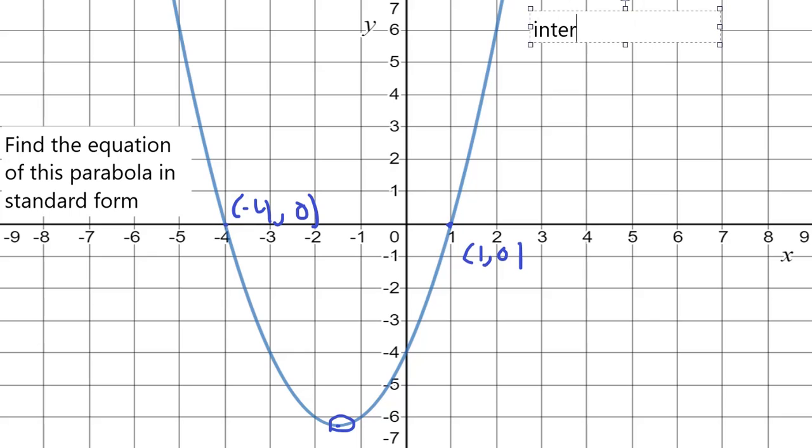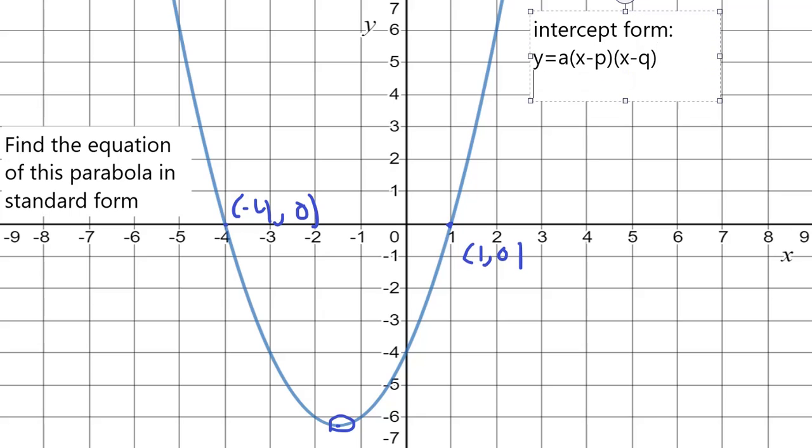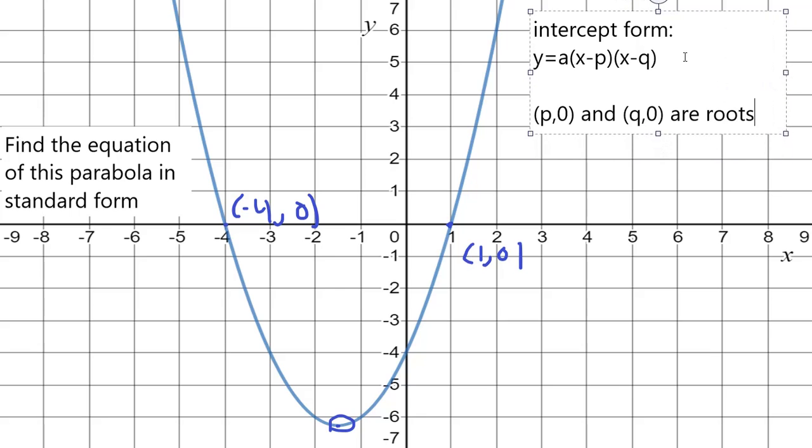Now the intercept form is y equals a times (x minus p) times (x minus q), and (p, 0) and (q, 0) are roots. So this is a really good method to use when we are dealing with the roots of a function. Right here we have the point (1, 0), so if (p, 0) is one of the roots, we could say p is equal to 1, and if (-4, 0) is another root, then we could say q is equal to -4. It could be the other way around. I'm just choosing to do it like this.